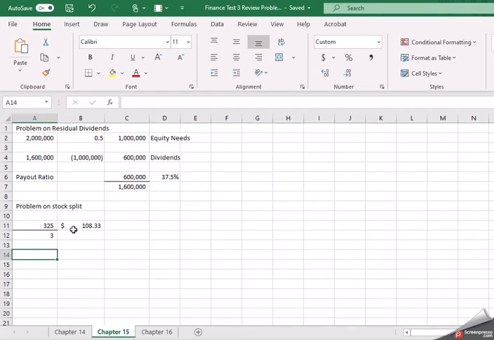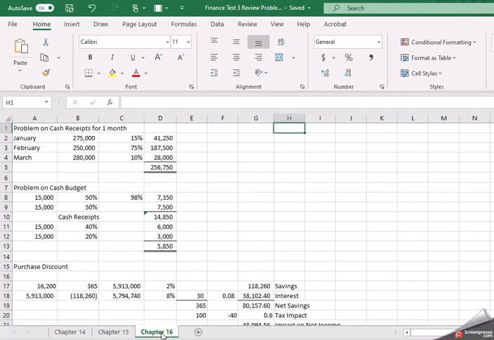Okay, then you'll have a problem on the stock split. So it says ER stocks trades at $325 per share, and the company does a 3-for-1 stock split. So assuming it has no effect on the value of the equity, what is going to be the company's price? So basically what happens is we just divide it by 3, because when you had 1 share, now you'll have 3. So if you take the $325, divide it by 3, the new price should be $108.33. And again, that's the reason that companies do stock splits, is to bring that price down.